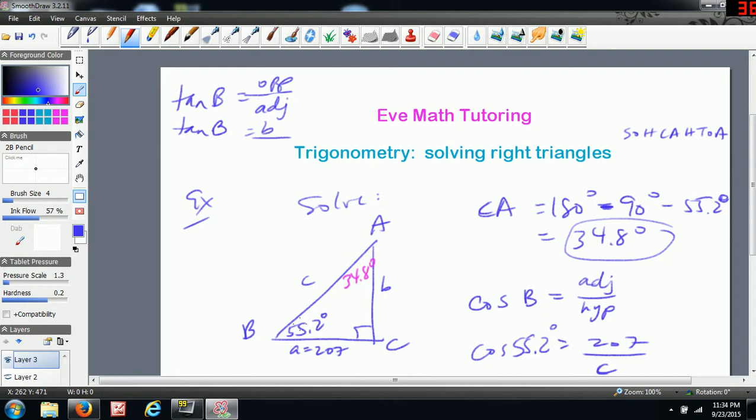Okay, so tan of B is opposite over adjacent of angle B. So we know the angle is 55.2. So we can plug that in. And then adjacent is 207. So B is equal to 207 tan of 55.2. So that means B is equal to, same thing as before, 298. Okay, so you're going to get the same thing. So that's just another way of solving it.